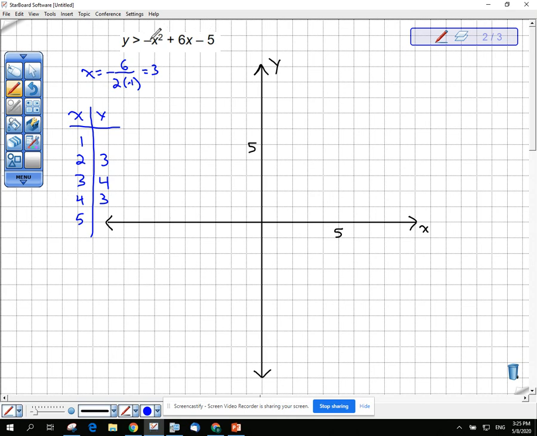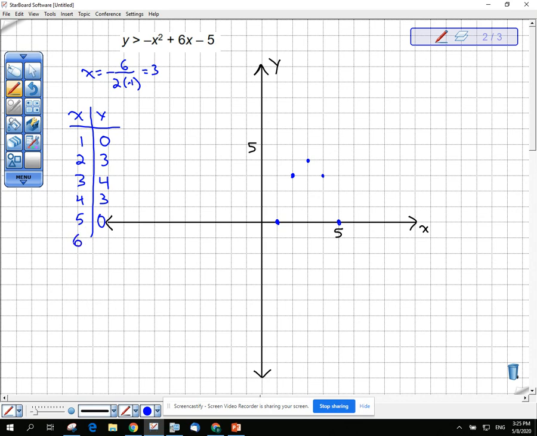1 squared, so negative 1 plus 6 is 5, so that should be 0. 5 should also give me 0. This is negative 25 plus 30 minus 5. Yes, 0. Okay, and with that in mind, let me plot them real quick, but I'm going to go ahead and pick more points too. Here's 1, 0. Here's 2, 3. Here's 3, 4. 4, 3. 5, 0.